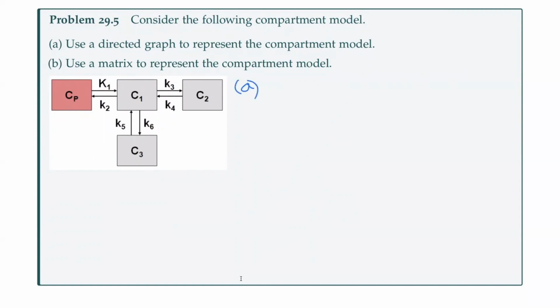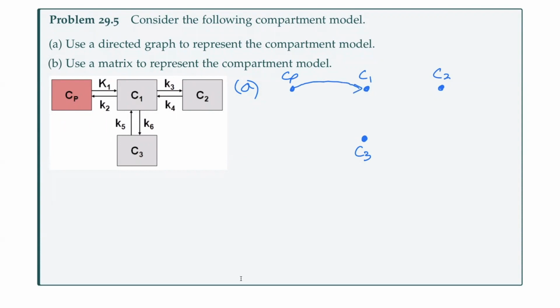So for a directed graph, it's going to look very similar to what we had here in the diagram on the left. We're just going to change those boxes into our vertices. So we have CP, C1, C2, C3. I'm going to draw them in the same orientation that we have here, but there's nothing special about this orientation. I could move around and put these vertices wherever I want on the page. What's important is the edges between them and the weights that go along those edges.